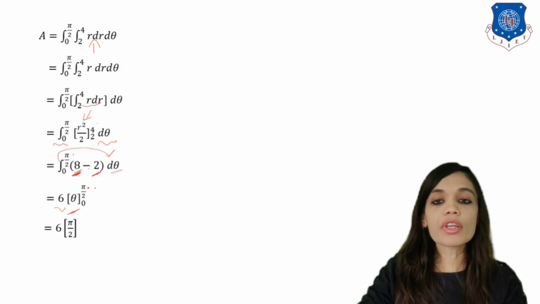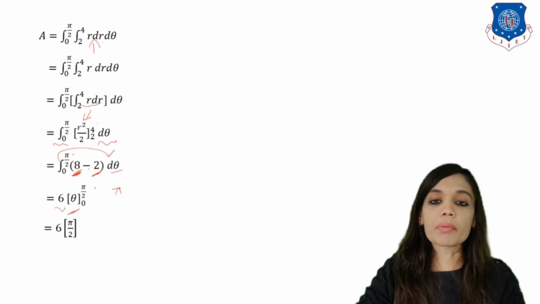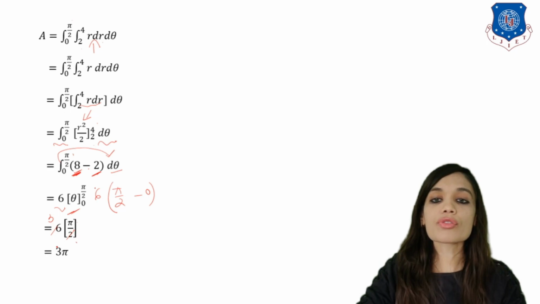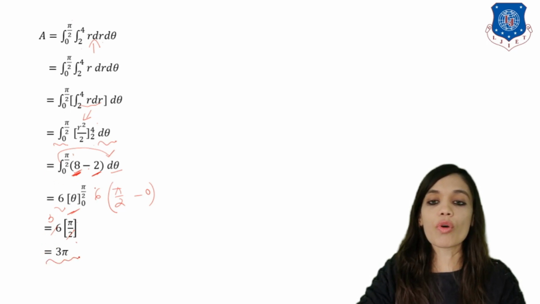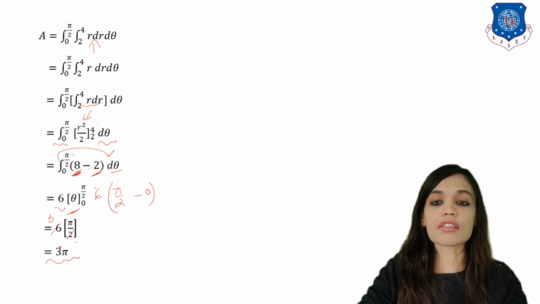Okay, so again put the limits of theta. So it will be pi by 2 minus 0, right? And 6 outside. So you will get 6 times pi by 2. Now these two will get cancelled out. So the area in polar coordinates will be equal to what? 3 pi, right? So this is our area bounded between the circles r equals 2 and 4 in the first quadrant.